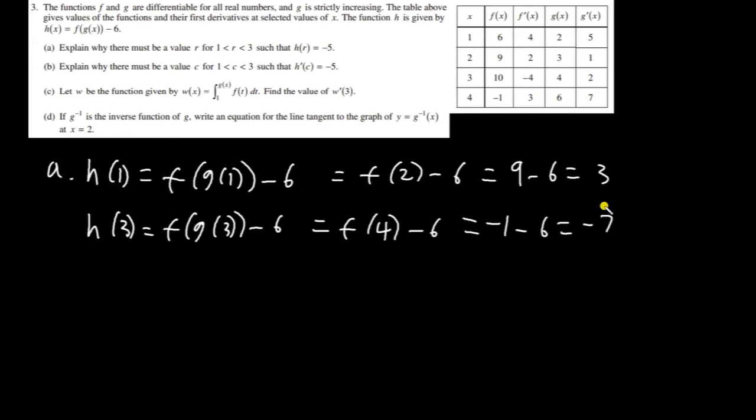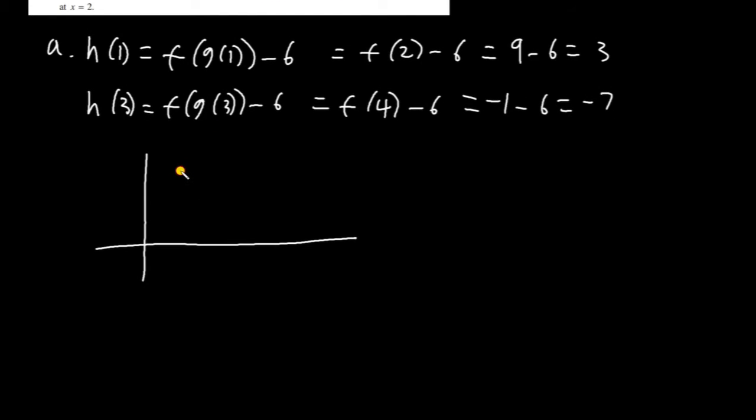Okay? So now they want us to explain why there must be a value r, where r is between 1 and 3, such that h of r is negative 5. Okay, so first of all, we know the functions f and g are differentiable. That must mean that h is continuous, right? Because it's made up of f and g. So if h goes from 3 to negative 7, so if we were to, for example, just draw a random sketch of h, and we know it starts at 3 and does something and it goes to negative 7, then it must pass through negative 5 on the way there, right? Because it's a continuous function.